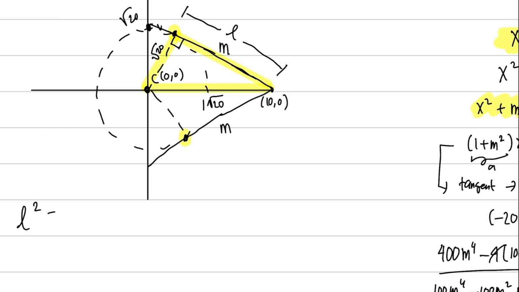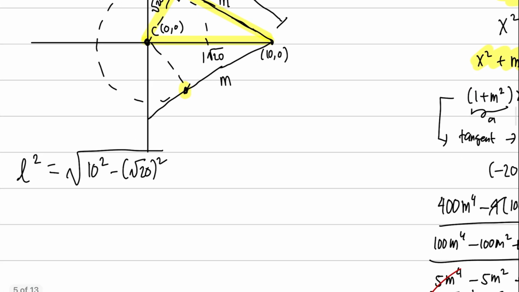Pythagoras. So L squared equals 10 squared minus square root of 20 squared. So, sorry, this one is already L. So we will get square root of 100 minus 20. So L is square root of 80.